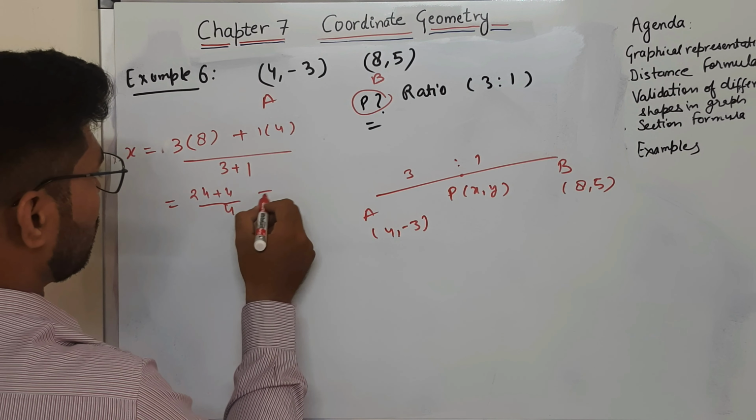So this is the coordinate of P which divides this line between these two points in the ratio of 3:1. Okay guys, now come to our next question.